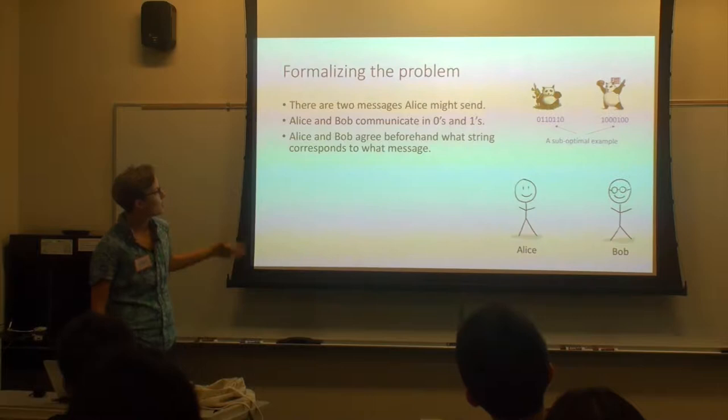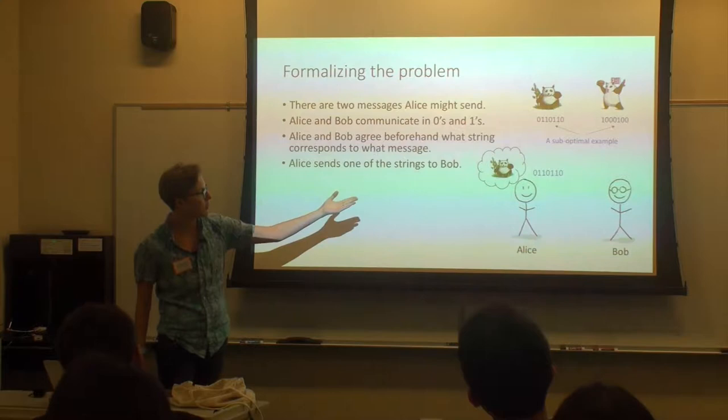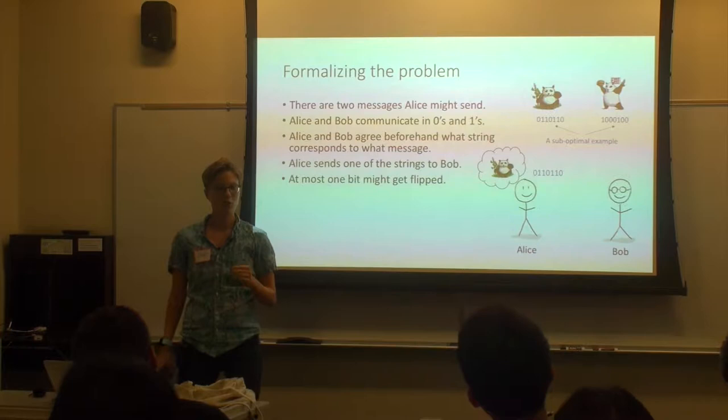And so now what happens is that Alice is going to send one of the strings to Bob corresponding to which of the two messages she wants to send. So if she wants to send "panda eats plants," she'll say 0110110, that's the string that they agreed on. And now errors get introduced. For the purposes of this talk, let's say that an error means just one bit gets flipped.